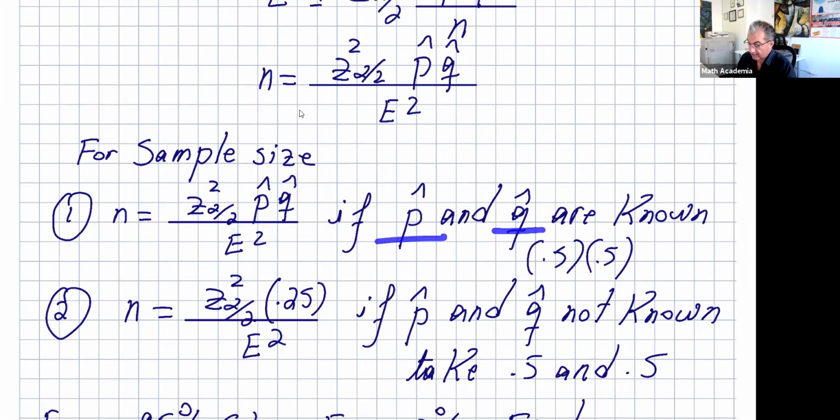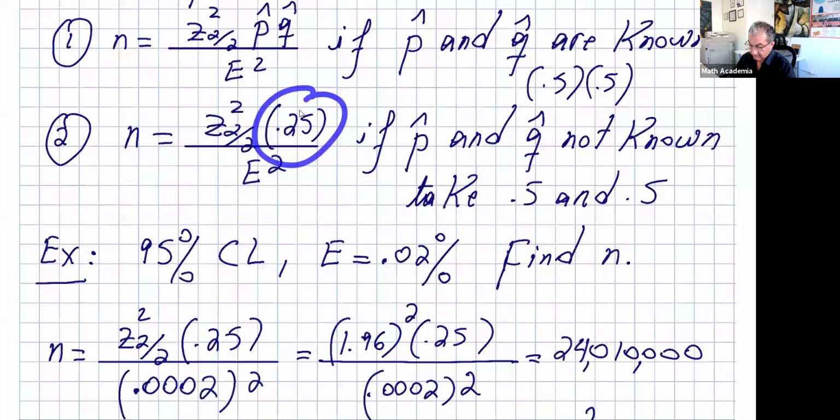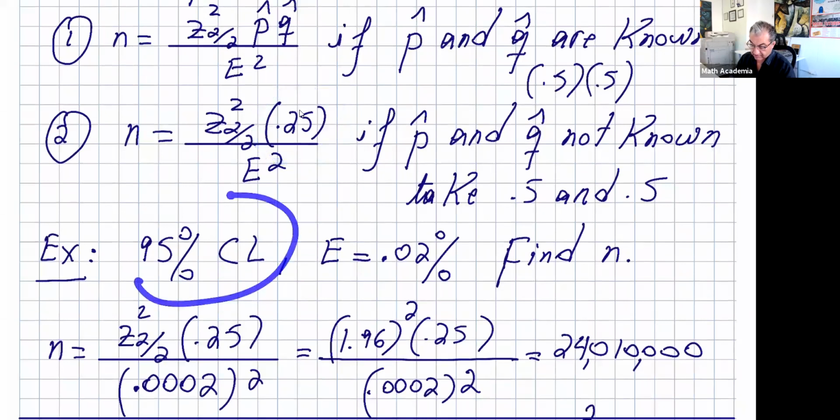And we have a couple of formulas. n equals z sub alpha over 2 squared times p hat times q hat over e squared, if p hat and q hat are given to you. Or you put n equals z sub alpha over 2 squared times 0.25 over e squared. This is the case if p hat and q hat are not known. So you use 0.5 times 0.5, which is 0.25. So you can still find the sample size. If p hat and q hat are not given, approximately take 0.5 for each one and multiply them, then you get 0.25. Let's do a couple of examples.